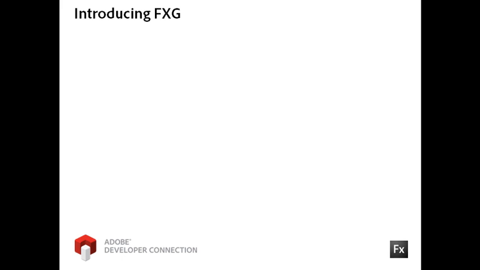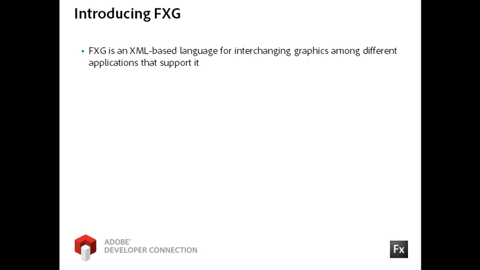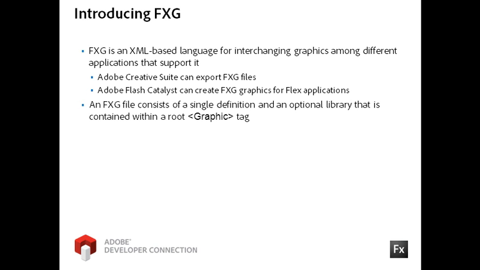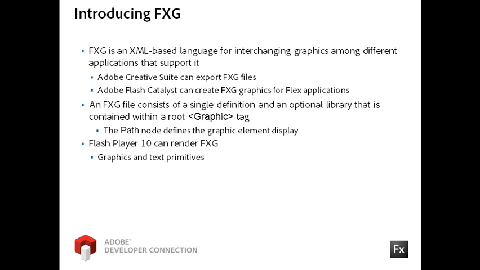Besides drawing your own shapes using the MXML graphics tag, you can also integrate shapes drawn in other tools. FXG is an XML-based language for sharing graphics between applications that support the format. The Adobe Creative Suite can export FXG files, and Adobe Flash Catalyst can create FXG graphics that you can import right into your Flash Builder projects. An FXG file starts with a root graphics tag and contains a path node which defines the actual graphic element code. Flash Player can render FXG graphics and text primitives, fills, strokes, gradients, and bitmaps, and filters, masks, alphas, and blend modes.